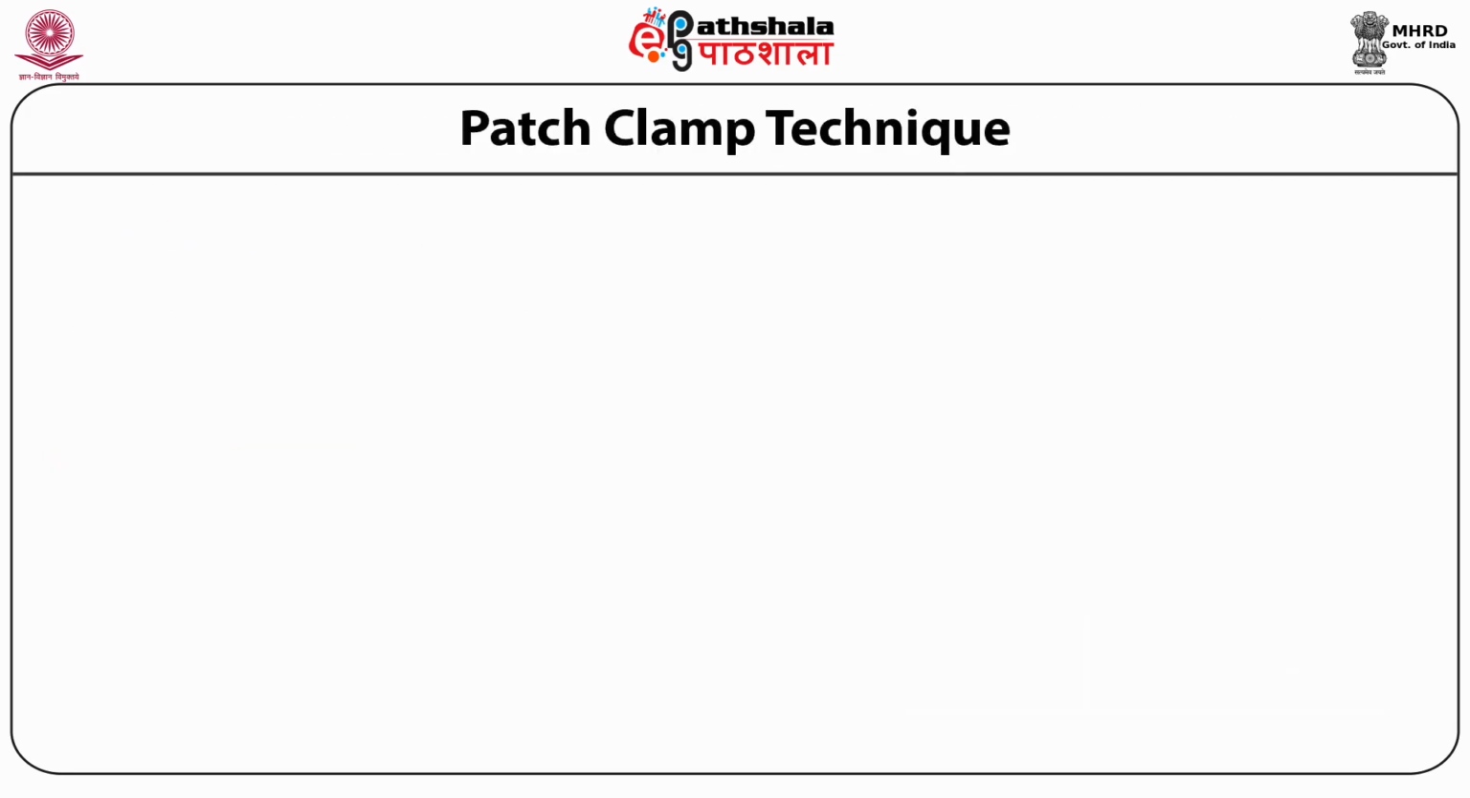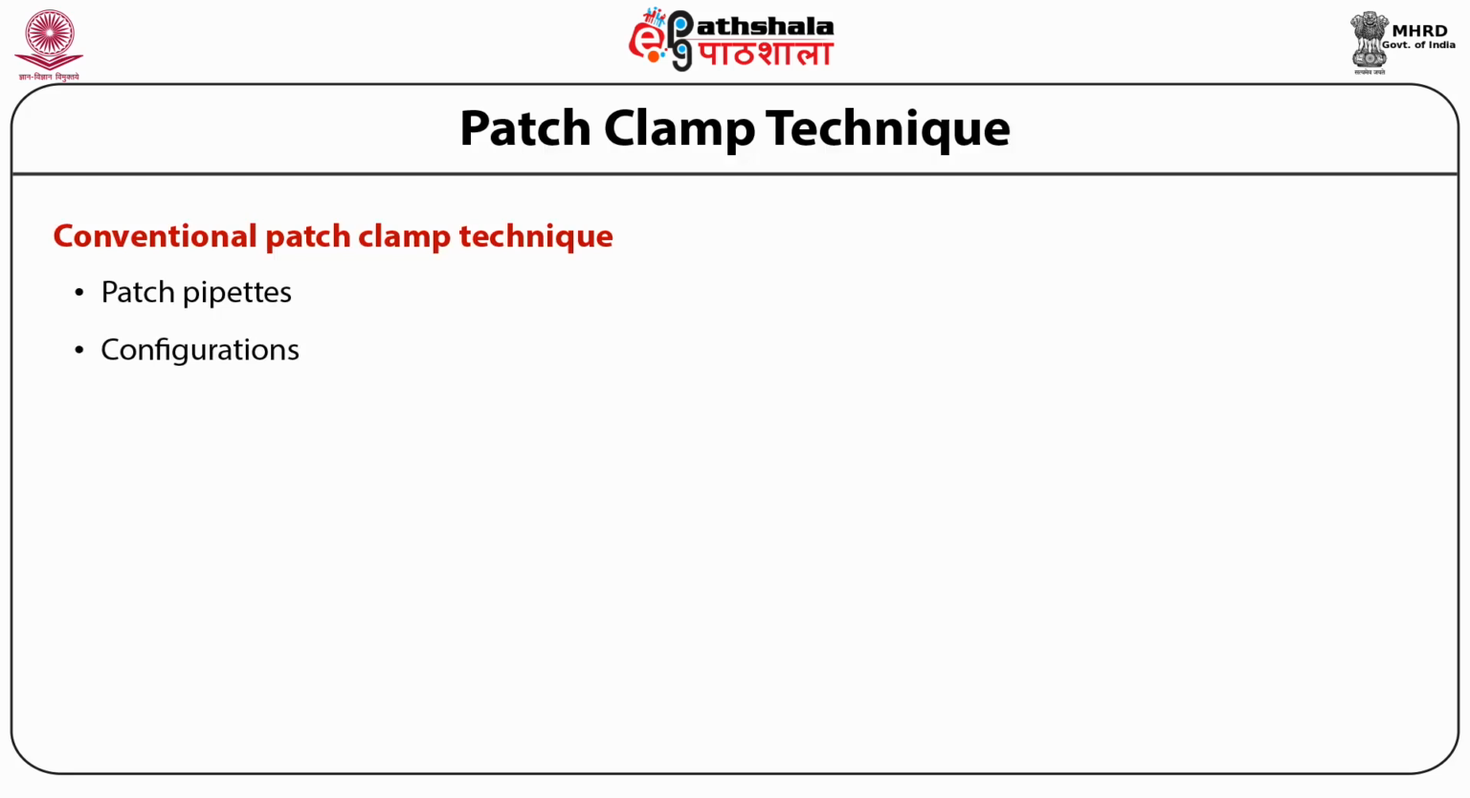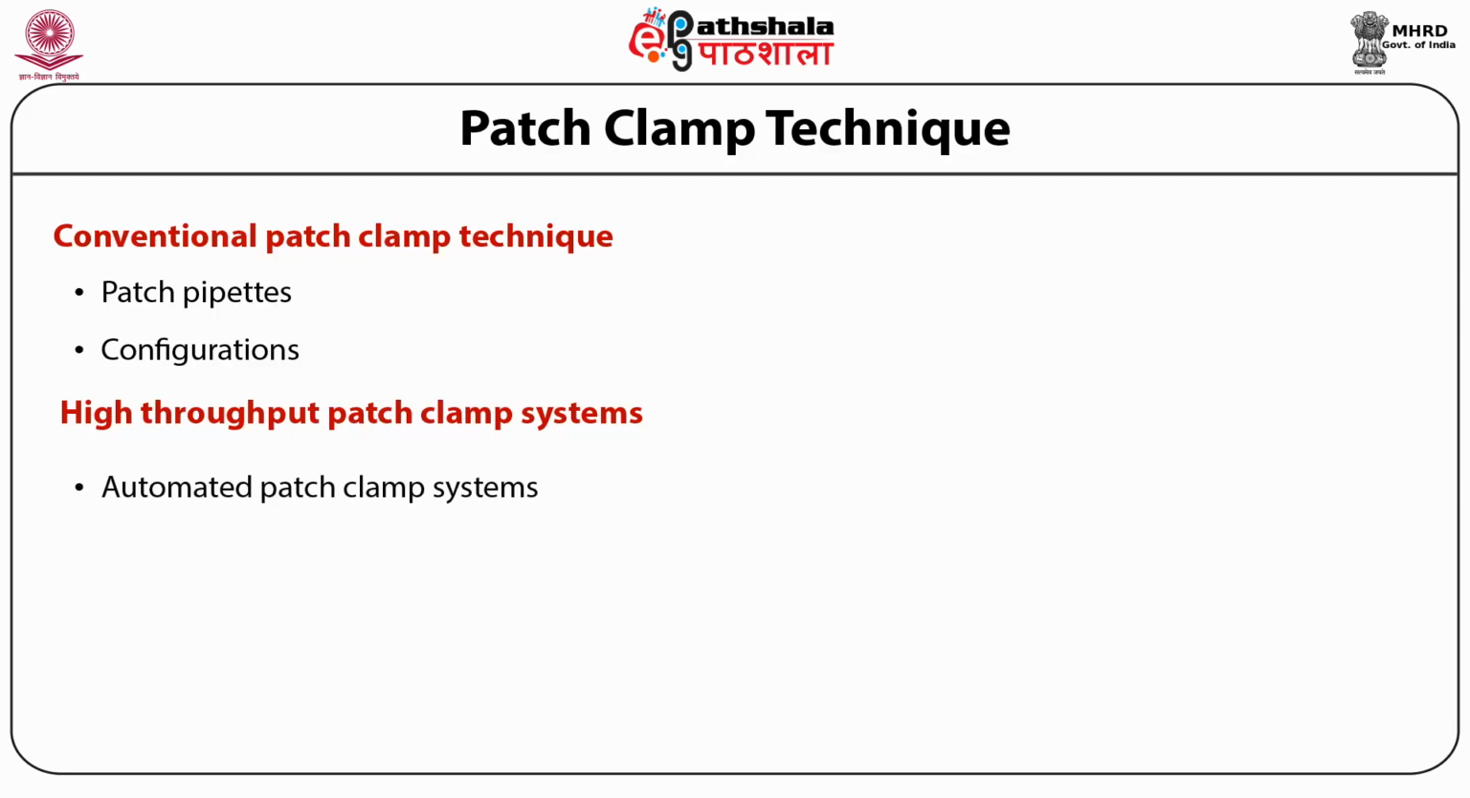Patch clamp technique. There are two methods by which patch clamp technique can be applied. One is conventional patch clamp technique and the second one is high throughput patch clamp systems. The first one is conventional patch clamp technique. In this, patch pipettes are used and different configurations can be used. For high throughput patch clamp systems, mainly automated patch clamp systems are used.